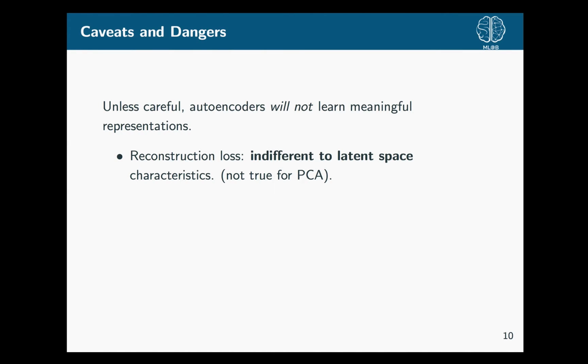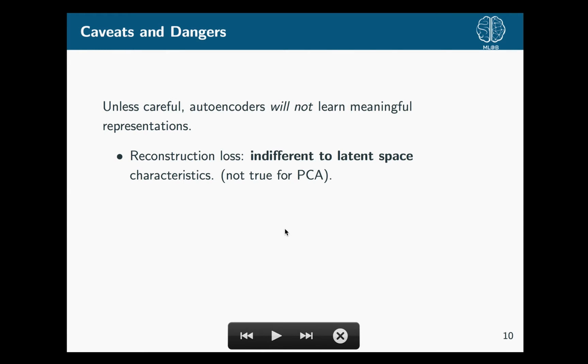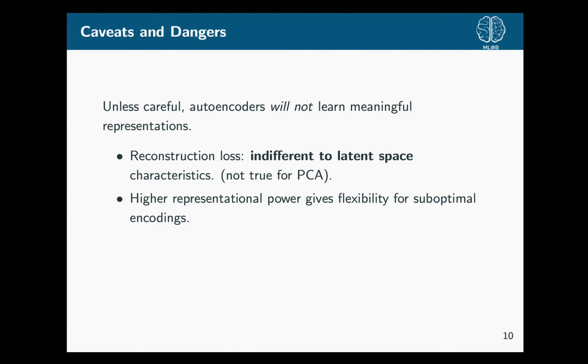But the problem is that if you remember the reconstruction loss, it just has two things in it. It has the g of f of x and x, right? So it has the output and the input, and that's what it's comparing. But the reconstruction loss actually doesn't care about what happens in the middle. It's completely indifferent to the statistics and the characteristics of the actual encodings themselves. So as a result, the reconstruction loss doesn't encourage autoencoders to build good, meaningful representations.